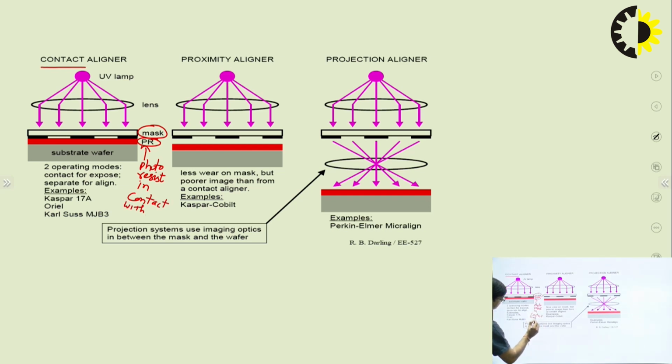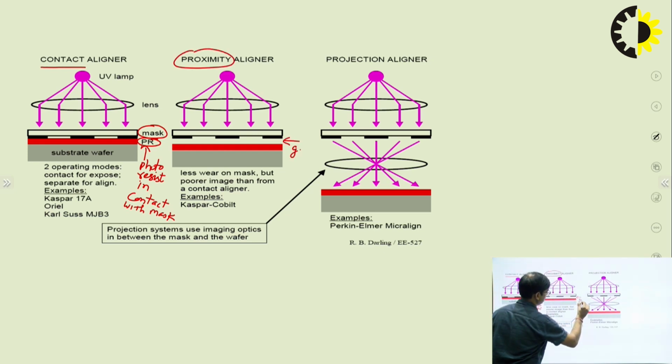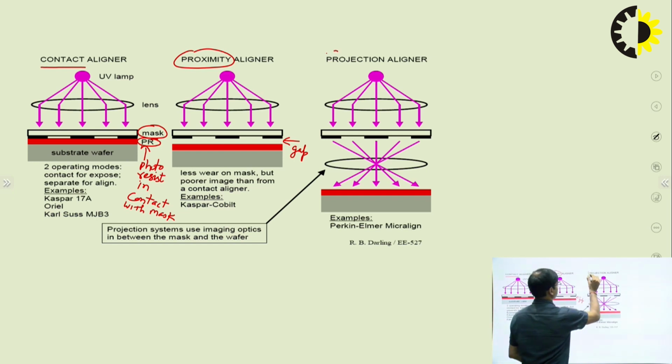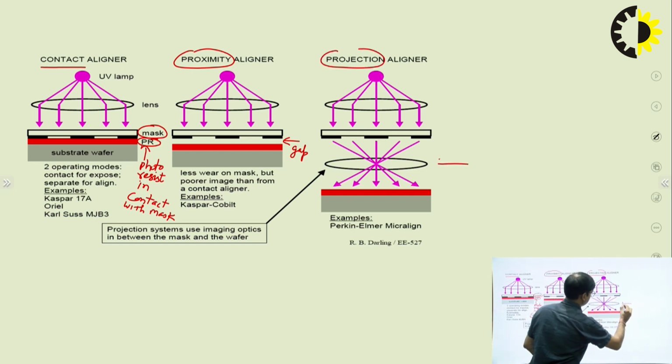With mask. Whereas in proximity printer, there is a gap. And in case of projection printing, we are using an imaging optics system between the wafer and the mask. Now let us see the pros and cons of all the three types of printing systems.